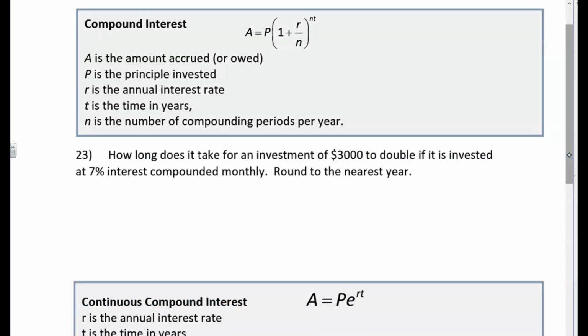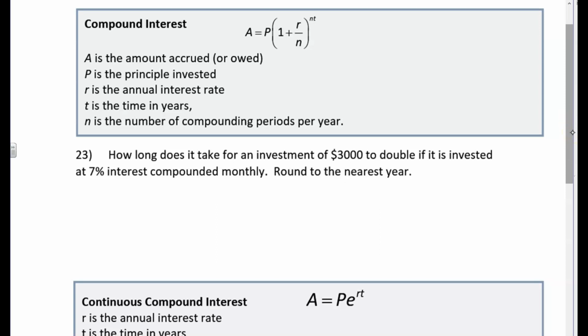Now, the greatest use of, I think, this whole unit is in interest. So there's two types of interest: compound interest and continuous interest. Compound interest is interest that's taken at certain points along a timeline. So A is the amount accrued or owed, so that's the current amount. P is the principal invested, that's where you started. R is your annual interest rate. T is the time in years, and N is the number of compounding periods per year.